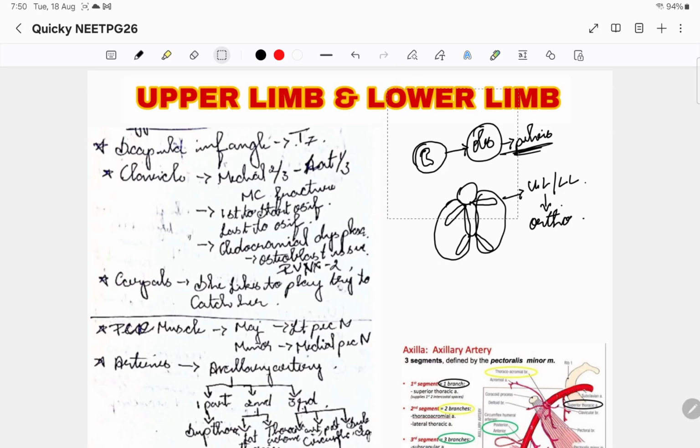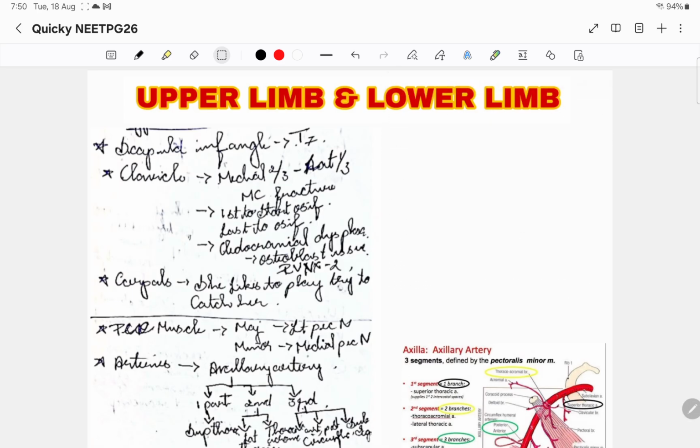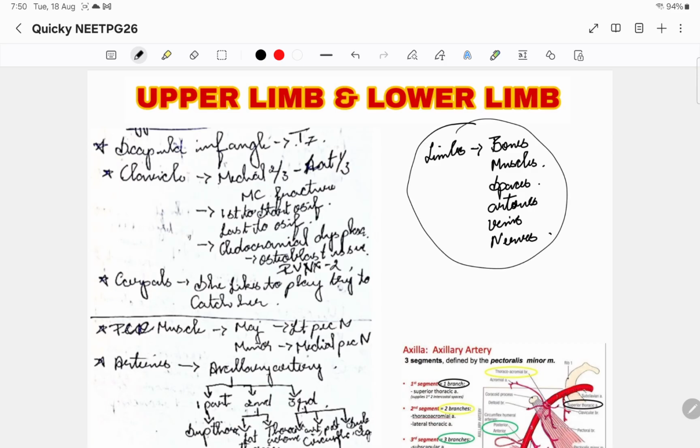So now that we are done with embryology, we'll move on to upper limb and lower limb. Starting with upper limb, in limbs all I want you guys to remember is limbs have bones, muscles, the spaces, arteries, veins, and finally the nerves. So this is all and everything you need to know in the limbs.